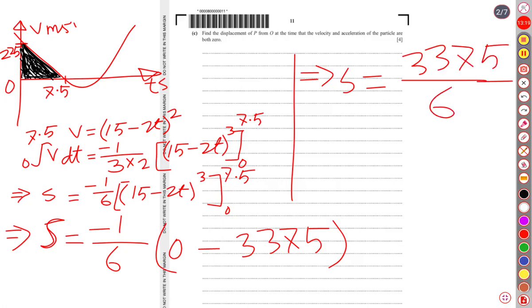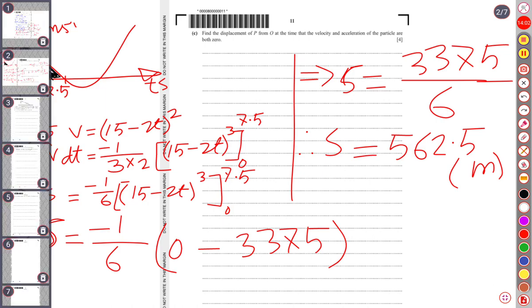over 6. Let us do the division. After dividing this, our displacement is going to be 6 5 30, 6 6 36. So it is 562.5. This is the distance traveled by the particle starting from 0 until 7.5 seconds. So this is the solution to part C, and as I have told, it's one of the easiest and simplest of all questions of this paper.